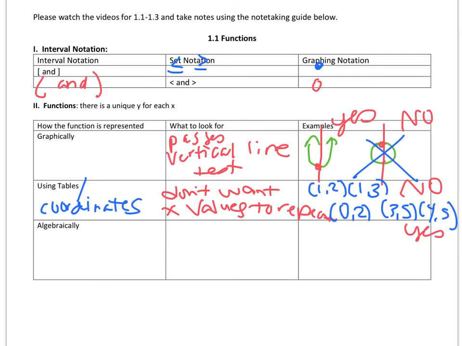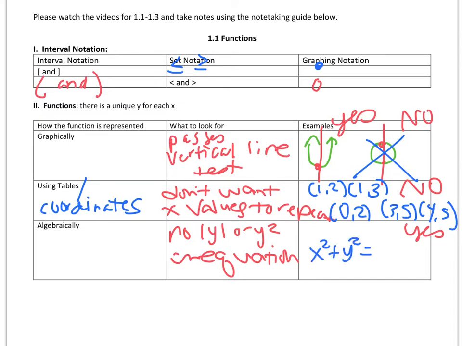Algebraically, you want to look for that you have no absolute value around a y or a y squared in the equation. That basically indicates that for each x you're going to have a plus or minus a y. Those are the big red flags for those. So for example, if you have x squared plus y squared equals 3, even if you don't know what the function looks like, since you have this square up here, this is not going to be a function.